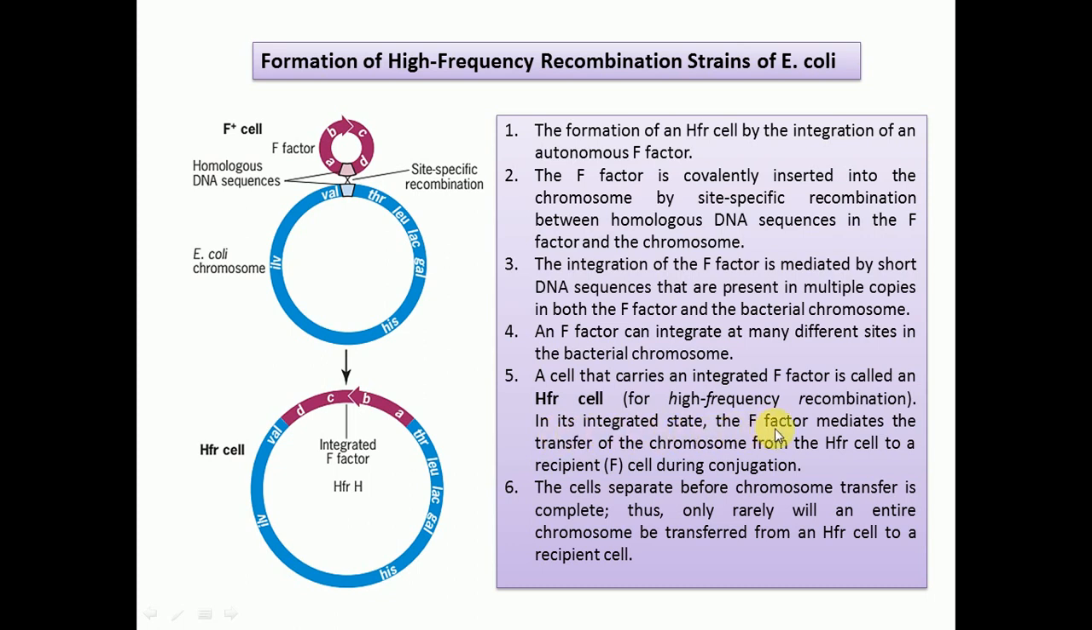In its integrated state, the F factor mediates the transfer of the chromosome from the HFR cell to a recipient cell during the conjugation process. Now if there is a conjugation between this HFR and F minus, this F factor will also be transferred to the recipient cell. That's why it is called the high frequency recombinant. The cells separate before the chromosome transfer is complete. Thus only rarely will an entire chromosome be transferred from the HFR cell to a recipient cell, because most of the time the conjugation process stops before the completion of transfer of the whole of this HFR.